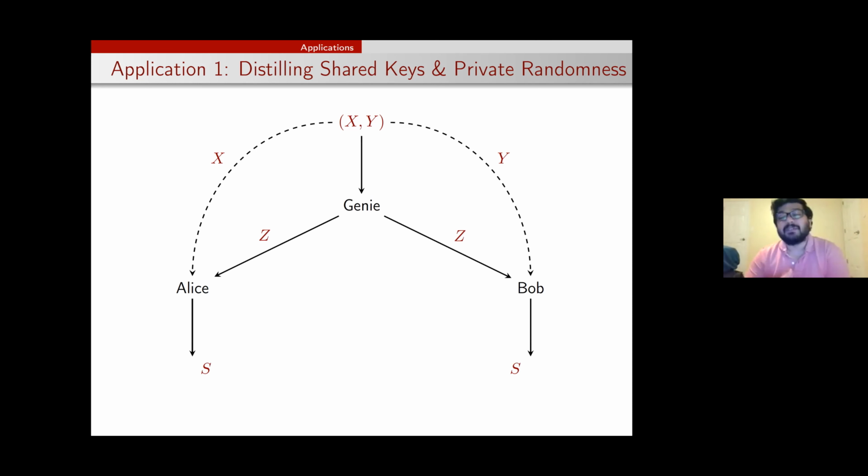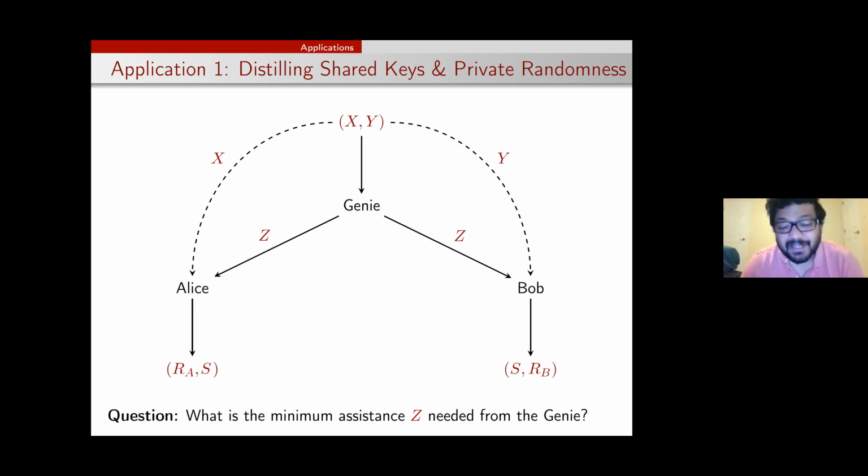And whatever randomness remains in their sample, for example, Alice's sample is X, and she has already extracted the shared key S, then the sample X conditioned on S should be her local randomness, RA, and similarly, Bob will output his leftover randomness, RB. The objective here is that RA and RB are independent of each other. Okay? So the question that we are going to ask is, what is the minimum assistance that is needed from a Genie to achieve this objective?